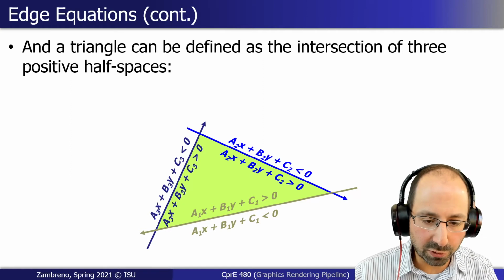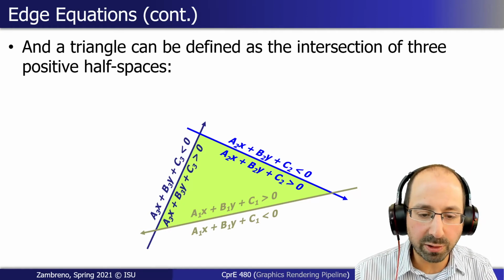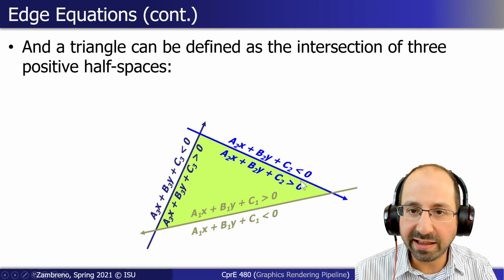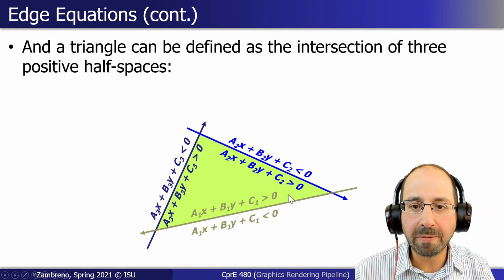Given the first line here, A1x plus B1y plus C1 equals 0, we can define all the points that are above that line, all the points that are above this second line here, as well as all the points that are above this third line here, as being the points that are inside that triangle.